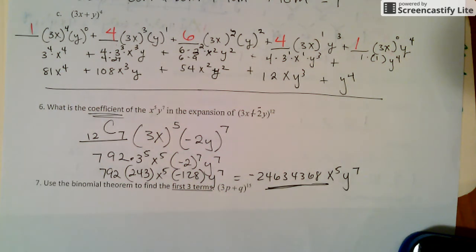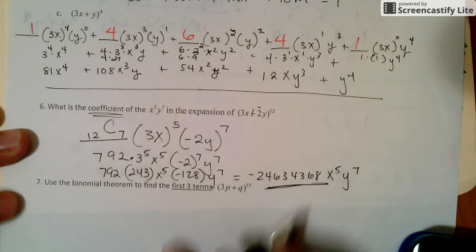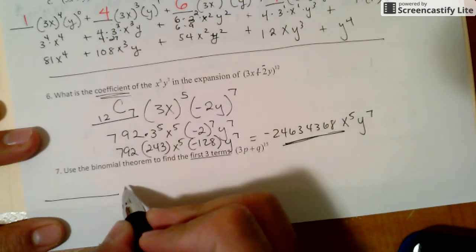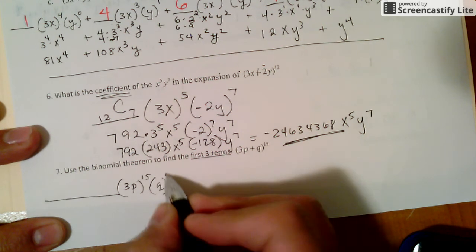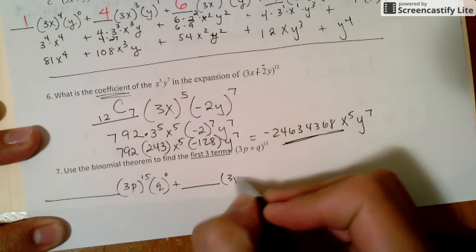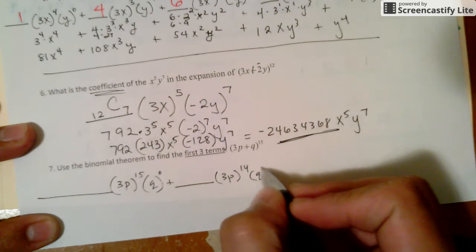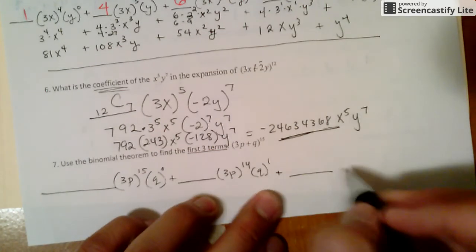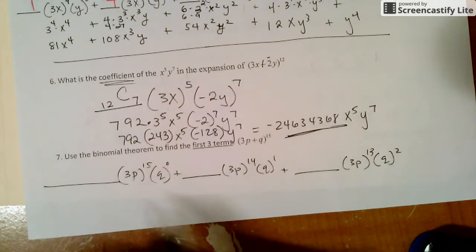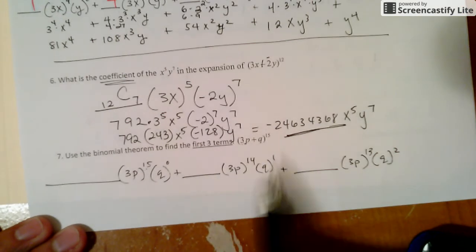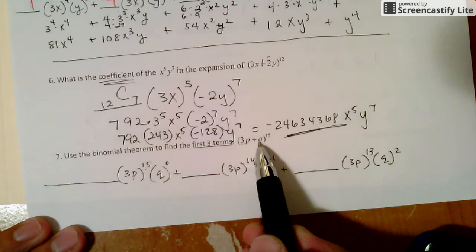Okay, so the next example is, it's again a really big expansion to the 15th, and we don't want to do it all the way to 15th. So they just said, well, just give us the first 3. So if you want the first 3, you got to set it up. Here's the blank spot. This is 3p to the 15th times q to the 0 plus blank 3p to the 14th q to the 1 plus blank 3p to the 13th q squared. So again, I'm decreasing the power of the first term, and I'm increasing the power on the second term.